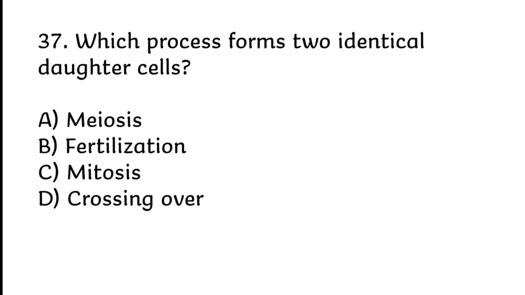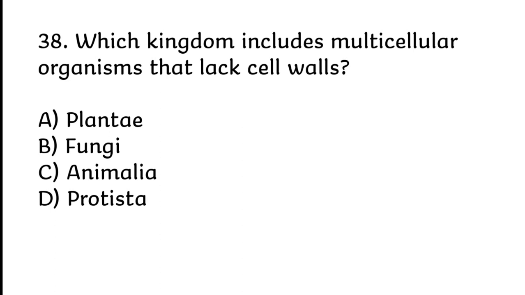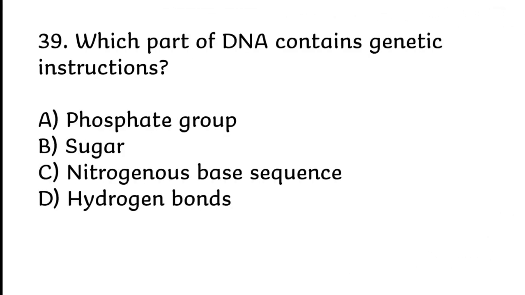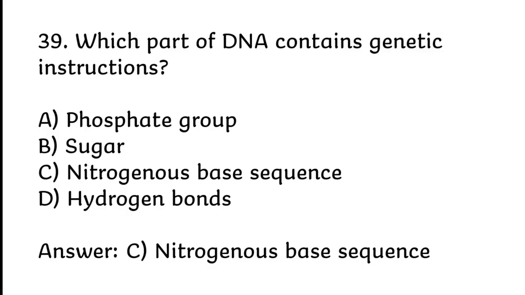Which process forms two identical daughter cells? Correct answer is mitosis. Which kingdom includes multicellular organisms that lack cell walls? Correct answer is Animalia. Which part of DNA contains genetic instructions? Correct answer is nitrogenous base sequence.